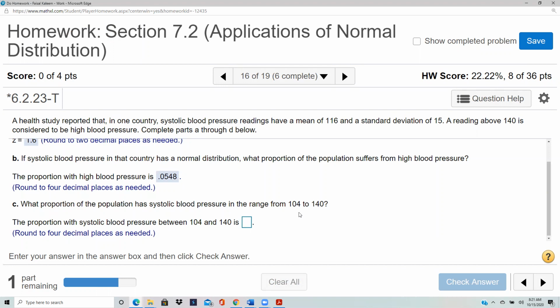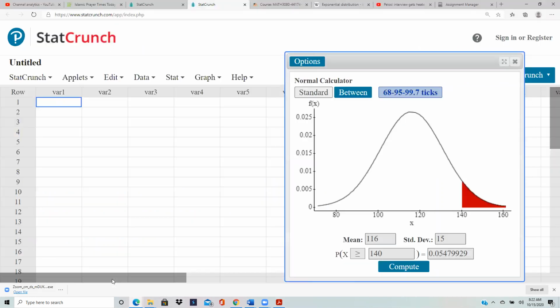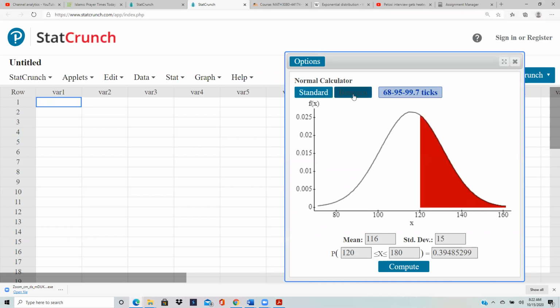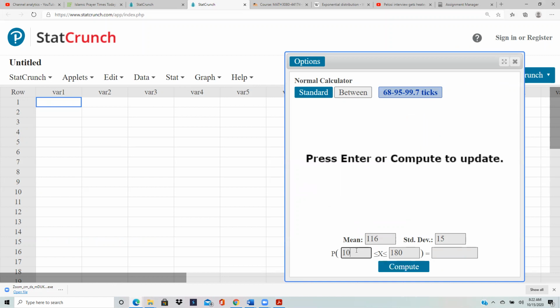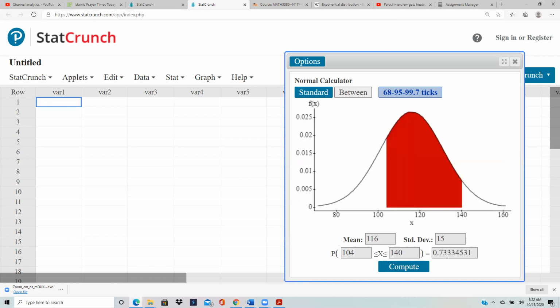And now between 104 and 140. So between 104 and 140, the proportion is 0.7333.